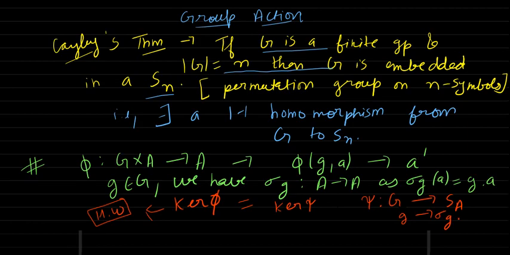So we have to show that there exists a 1-1 homomorphism from the group G to our permutation group Sn, the permutation group on n symbols. Let's see how we will prove this. The proof goes in two ways. The first way is by a group action, and the second way is also by a group action. But in both cases, the action will be different.